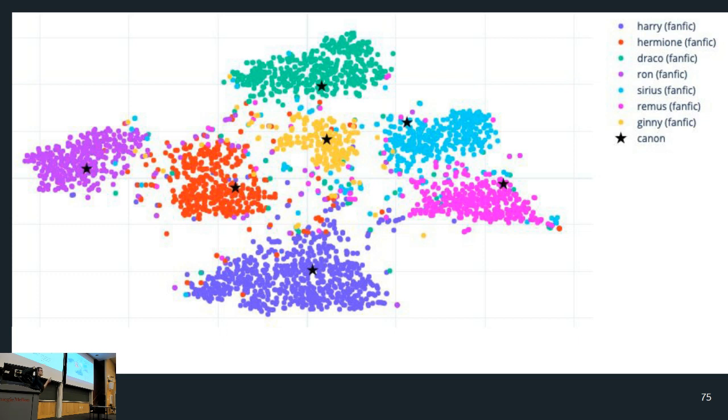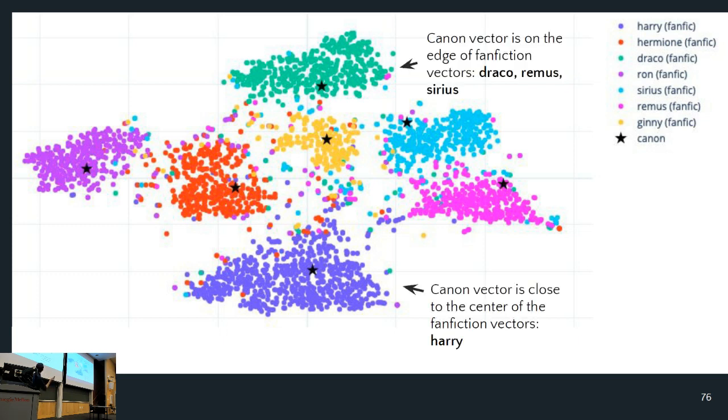What we found that might be more interesting is that the canon vector sometimes is more on the edge of all the different fan fiction vectors, and sometimes it's more in the middle. At the top you can see for the character Draco, it's on the edge, which confirms what we knew qualitatively: fan fiction authors love Draco and do things with Draco, so Draco is characterized very differently in fan fiction in general. Contrast that with Harry at the bottom, where Harry is characterized very similarly. You can also see a couple of characters, Remus Lupin and Sirius Black, where the canon vector is on the edge. This points to a limitation of these sorts of methods, because fan fiction authors are often writing about those characters in a time frame widely different from the original series.